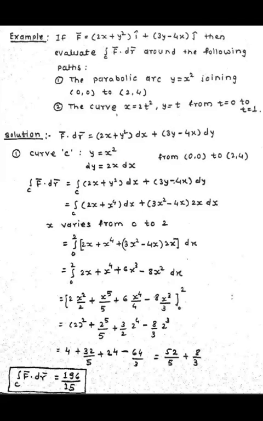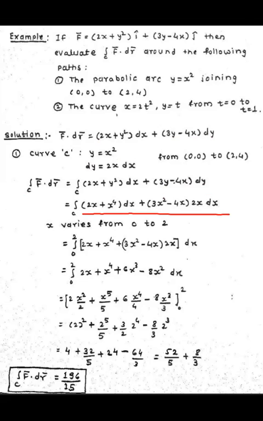Now the integral formula is f bar dot dr bar. Whatever we wrote in the previous step for f bar dot dr bar, put that value here and just replace y by x square. So 2x is as it is and y² is replaced by x to the 4. Similarly, in the 3y term, y is replaced by x square and 4x is as it is, and dy is replaced by 2x dx. So with the help of this equation, we obtain a function in only one variable.